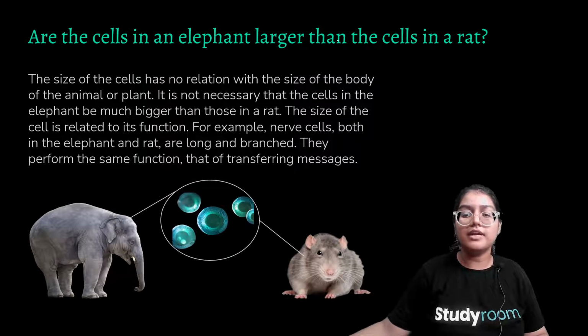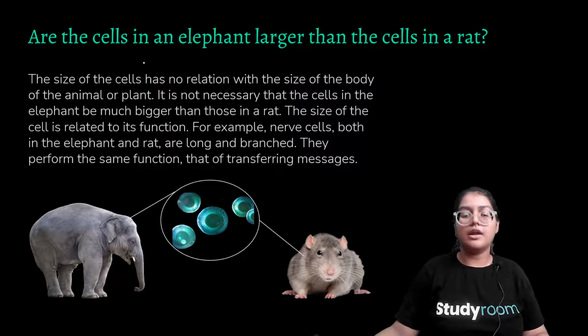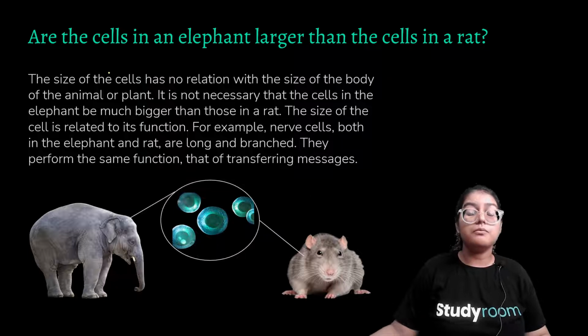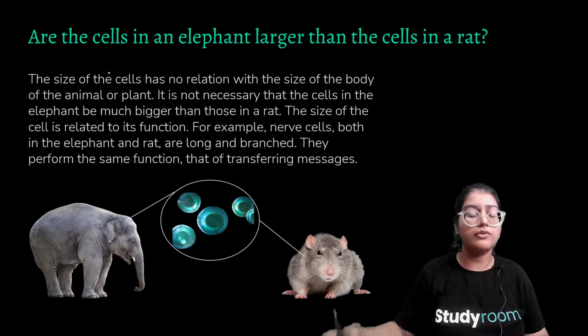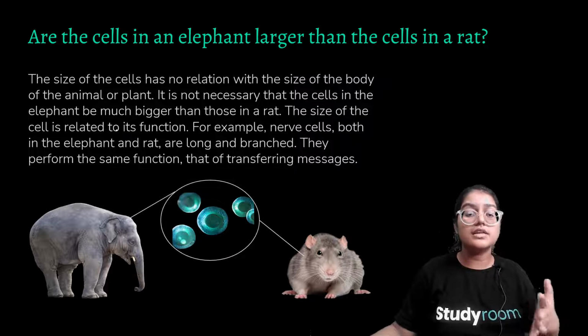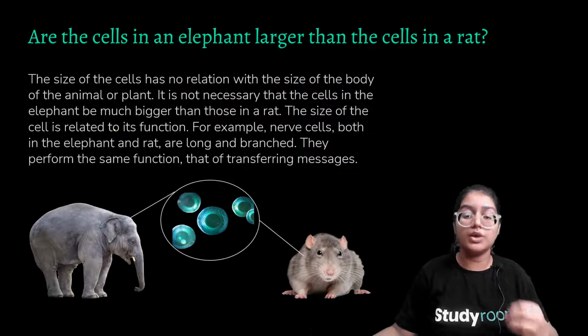Are the cells in an elephant larger than the cells in a rat? So think about it. Elephant is a bigger, larger organism. Rat is a small organism. So does an organism's body size have a relationship with the size of the cell? No, the size of the cell has no relationship with the size of the body of any organism, any plant or animal. It is not necessary that the cells in the elephant must be bigger because it is a bigger organism. No, the size of cells and size of body have no relation.